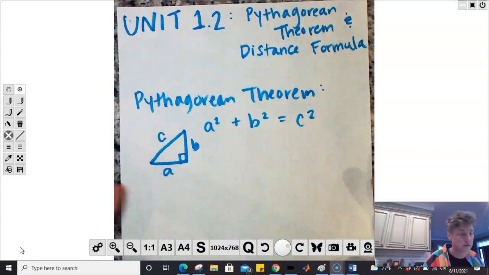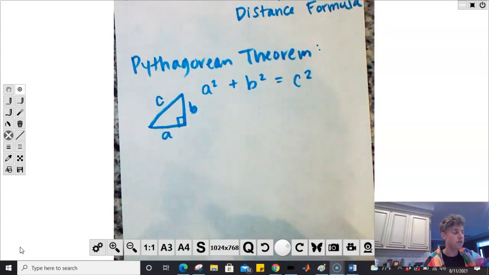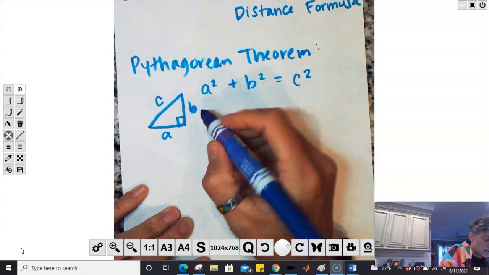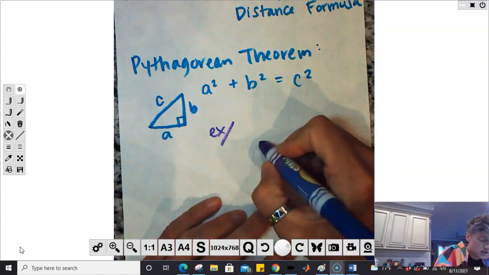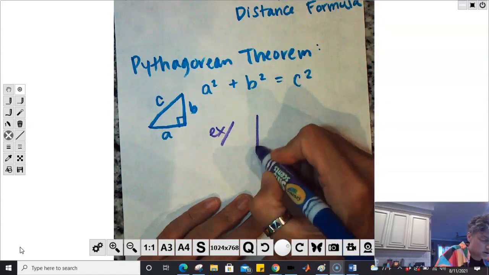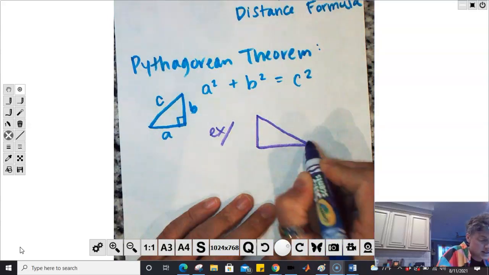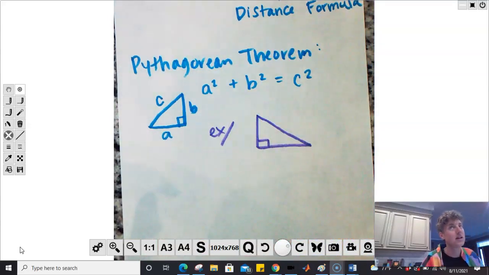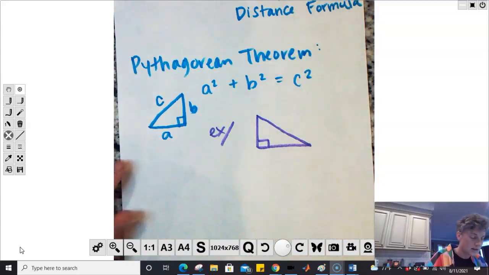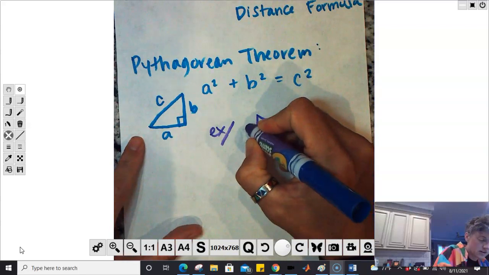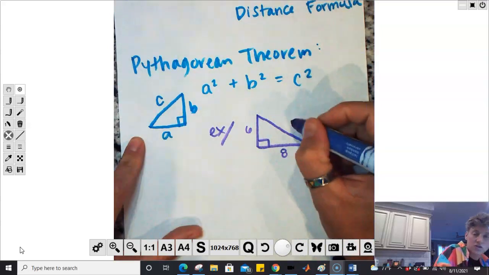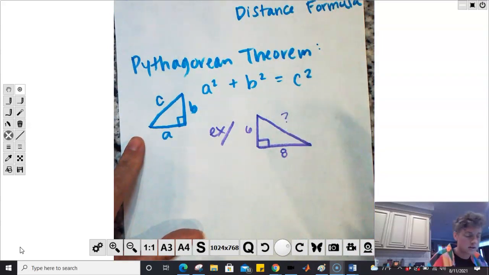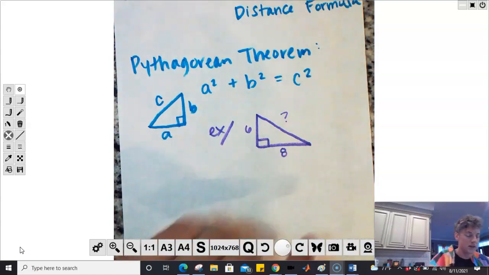Let's do an example with the Pythagorean theorem. I'm going to get a new color. Alright, so an example of said Pythagorean theorem. I'm going to draw in a different orientation. This will not be to scale really at all. Okay, let's do, this side will be 6, this side will be 8, and let's solve for the hypotenuse.